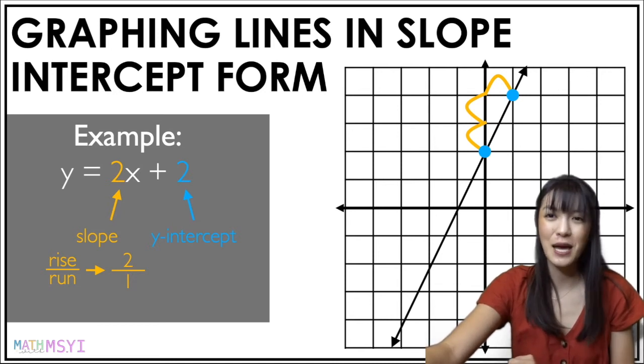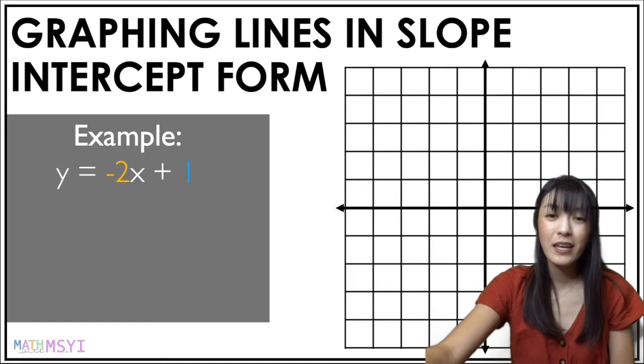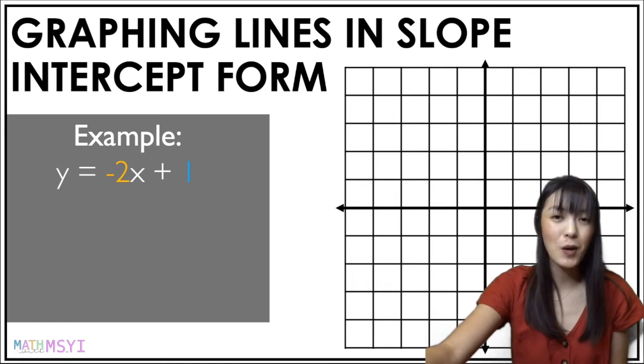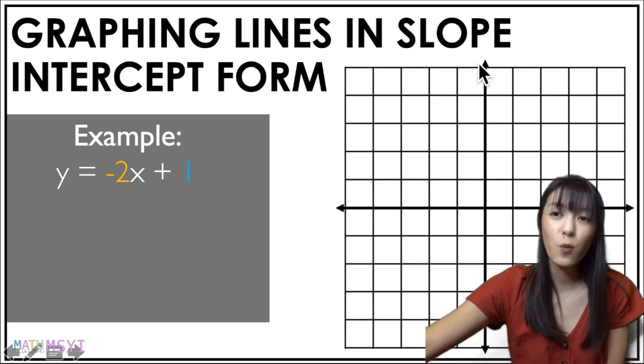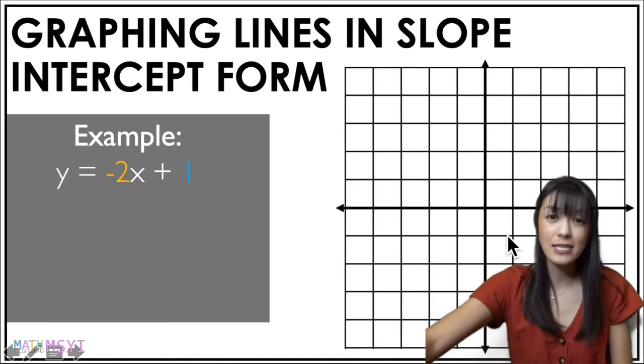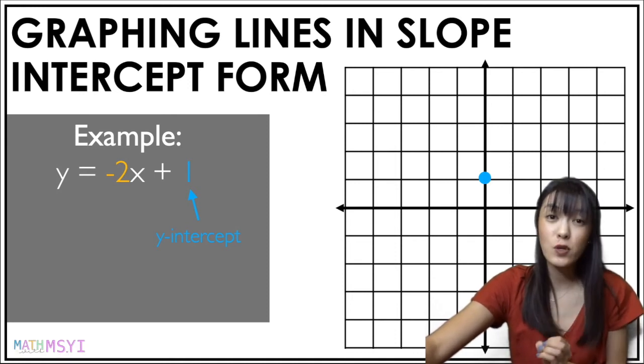Let's try a second example. Y equals negative 2x plus 1. Again, I'm going to start by plotting my y-intercept. That's going to be my b. So I'm going to plot it at 0, 1. Remember, your y-intercept is where your point or your line crosses your y-axis, and that's your vertical axis on your coordinate plane.